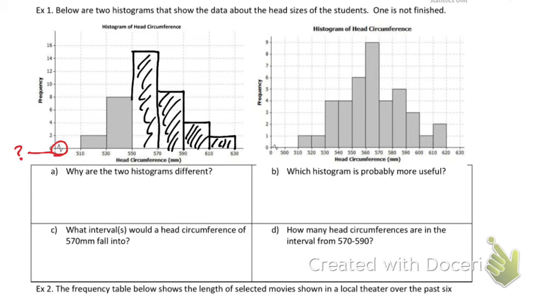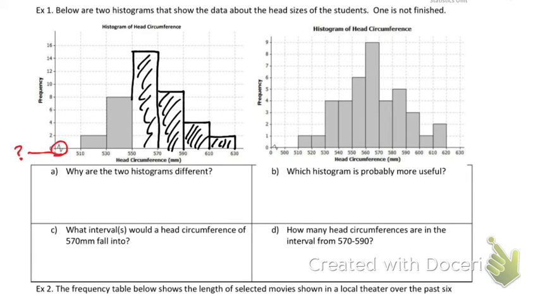Which histogram is probably more useful? Take a second and look at the data. Which one is more useful? Ross? The second one, because it's more specific. It's more specific? Okay. Who thinks the first one would be more accurate, though? Yeah, the first one, because those measurements are what they use for the sizes.